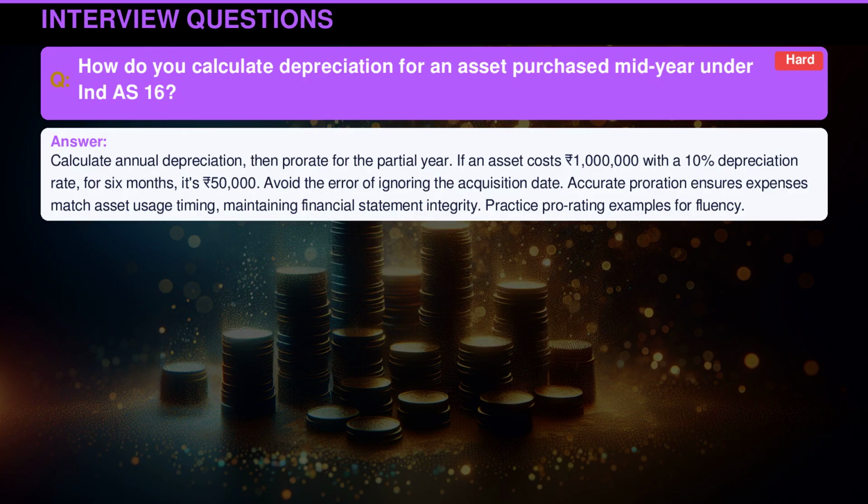Calculate annual depreciation, then prorate for the partial year. If an asset costs 1,000 rupees with a 10% depreciation rate, for 6 months, it's 50,000 rupees. Avoid the error of ignoring the acquisition date. Accurate proration ensures expenses match asset usage timing, maintaining financial statement integrity. Practice prorating examples for fluency.